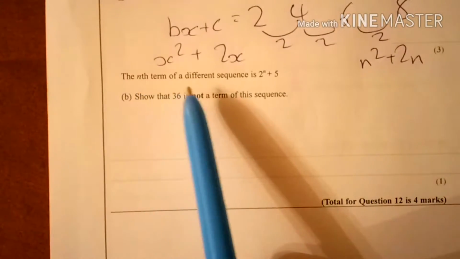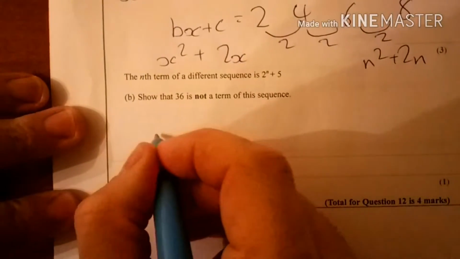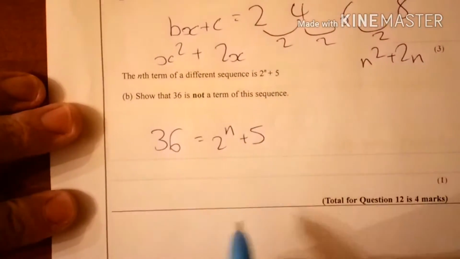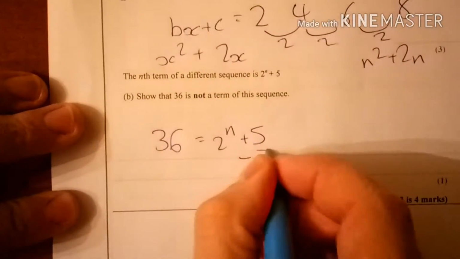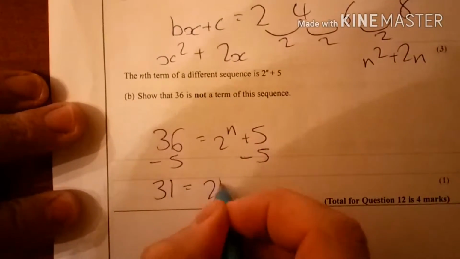Second bit says the nth term of a different sequence is 2n plus 5. Show that 36 is not a term of this sequence. Right, 36 equals 2n plus 5. We try and solve it. So minus 5, minus 5, to make 31 equals 2n.